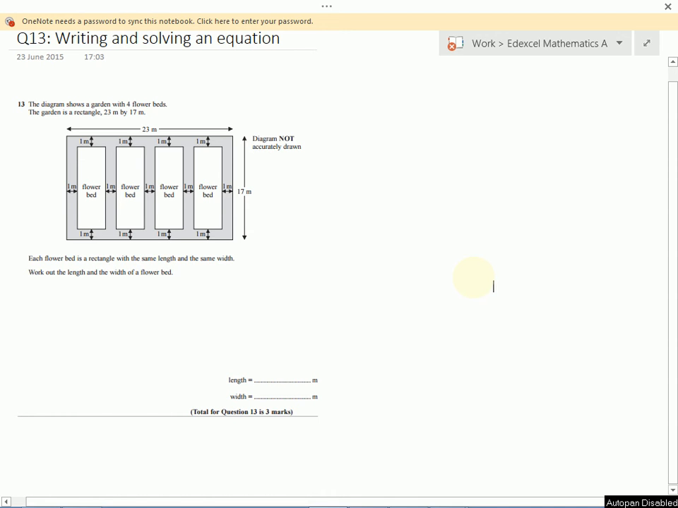This is question 13 of the Edexcel Foundation maths paper, the calculator maths paper for June 2014. In this question we've got a diagram of some flower beds, we've got some text, and we need to turn that into an equation, and then solve that equation to work out how wide and how high each of these flower beds are.